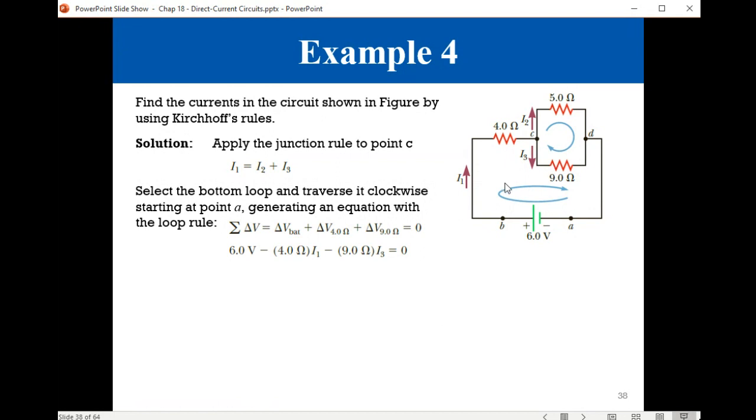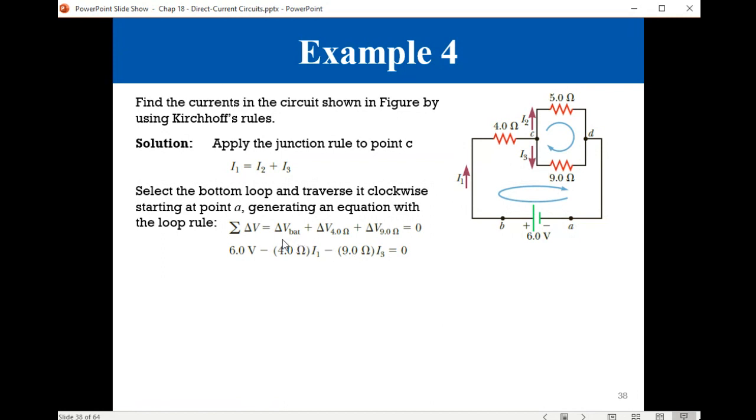Then let's select this closed loop and apply the loop rule. So for this loop, we have the voltage difference between the two ends of the battery plus the voltage difference across the 4 ohm plus the voltage difference across the 9 ohm. This is the full loop. We started at this point, B, then to C, then to D, then back to A, and from A to B. This is a closed loop.